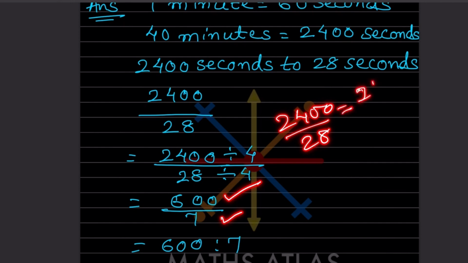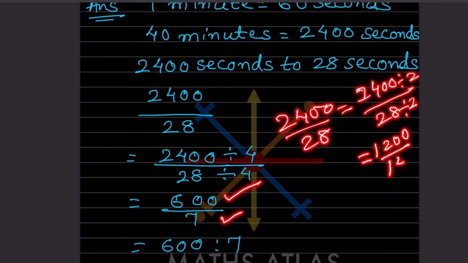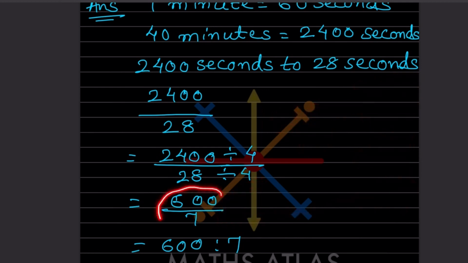So 2400 and 28 are both divisible by 2. So that is going to be 1200 divided by 14. And again this is divisible by 2, so it will be 600 divided by 7. So both ways the answer is going to be the same. Now 600 divided by 7 means we have to bring it in the ratio form. So 600 is to 7 is the answer.